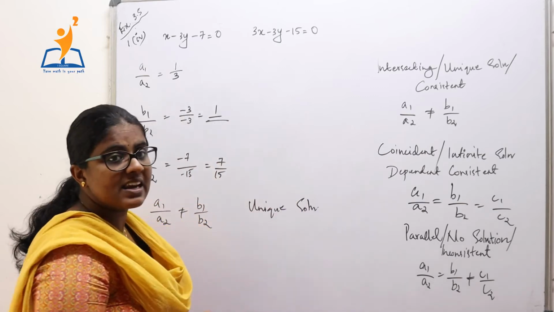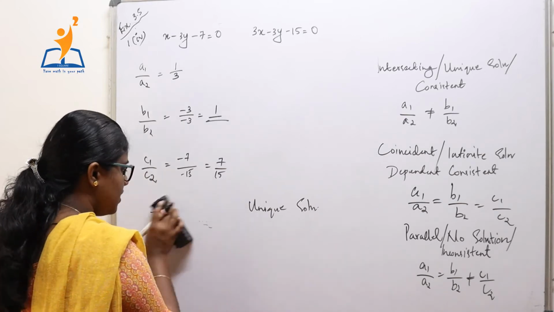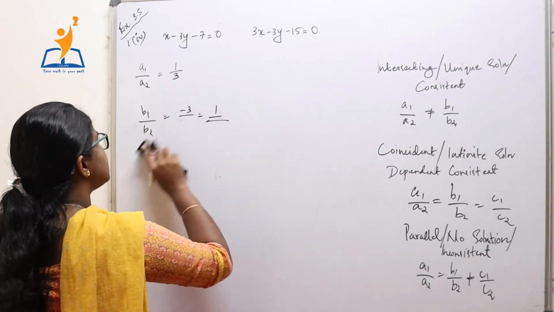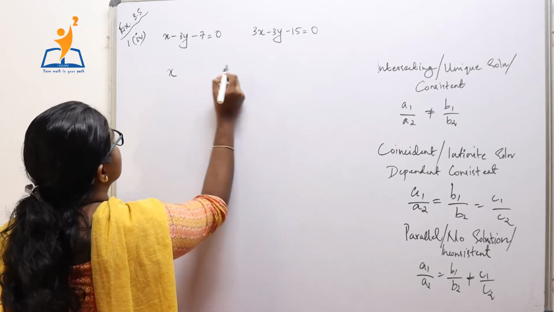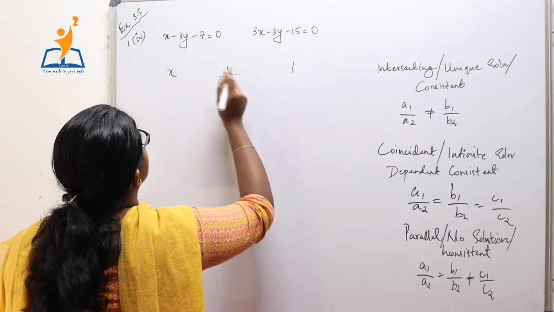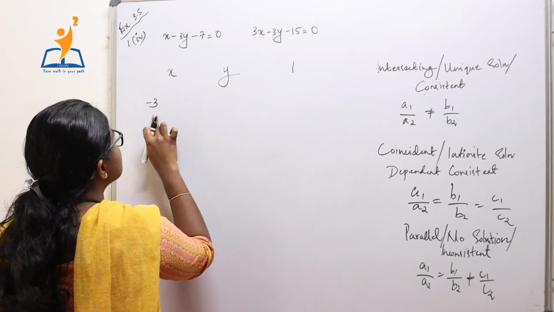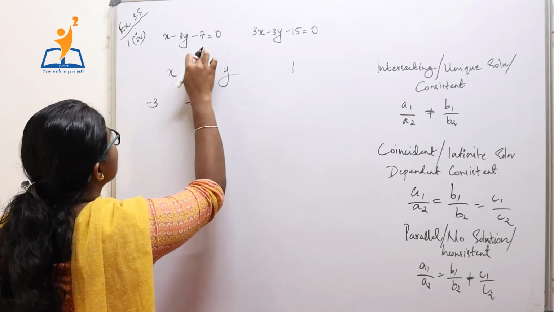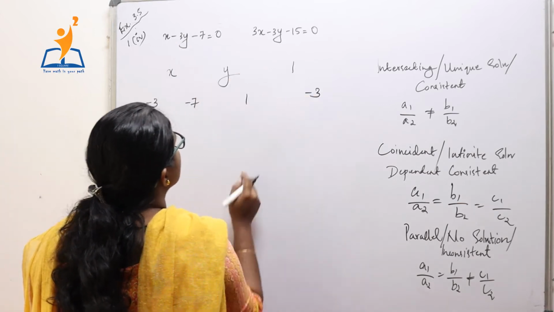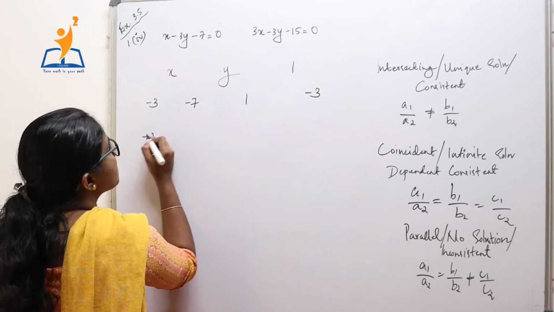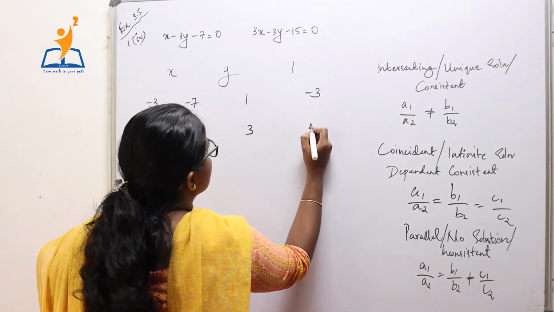What if it has a unique solution? We want to find that solution using cross multiplication method. Now we will go for that. For that we want to draw the diagram, that is x, y, 1. Again coefficient of y, that is b1, minus 3, again minus 7, again 1, again minus 3. Now we want minus 3, minus 15, 3 and minus 3.